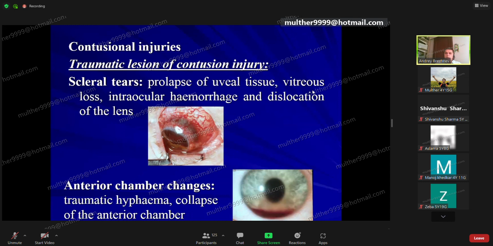In uncomplicated cases with a small hyphema, like in this picture, we can use only medical treatment without any surgery. But if all the anterior chamber is filled with the blood, it's necessary to wash the anterior chamber through the paracentesis and to remove the blood, because of the risk of development of complications like increased intraocular pressure and so on, toxic effects of presence of blood in the anterior chamber and so on.